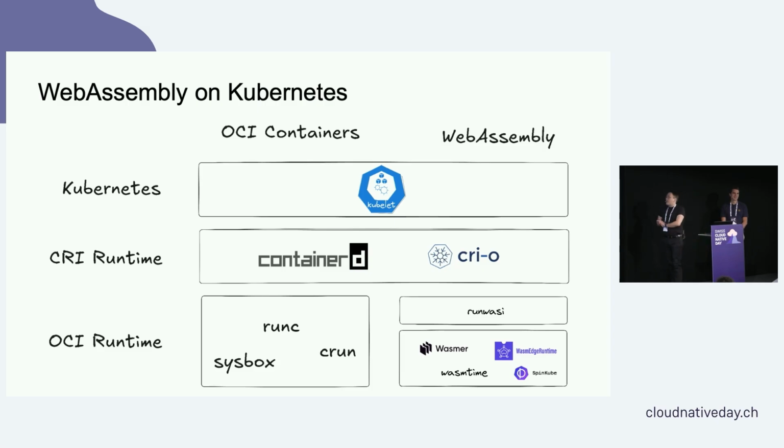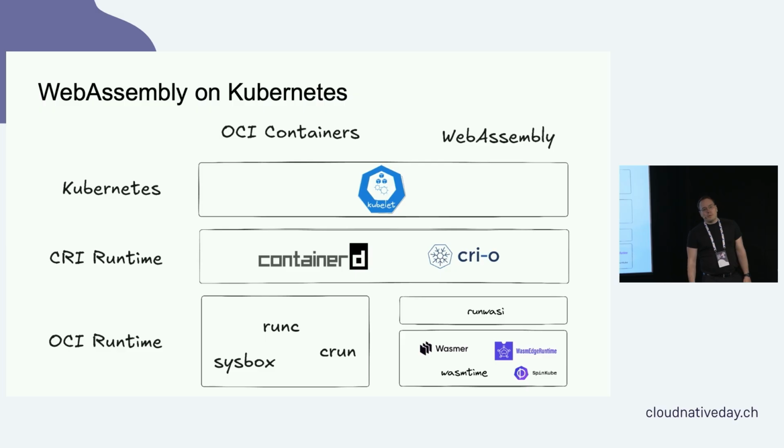Let's first have a look at how WebAssembly is integrated in the whole Kubernetes stack. It works very similar to your standard deployment of resources. You have your registry, which can be the same as for your Docker containers. You push your WebAssembly up there. Then you schedule some resources on your Kubernetes cluster. The kubelet will pick up the task, then pass it on to the CRI runtime. There's containerd, CRI-O, and other different things. And this again will pass it down to the OCI runtime. For your containers, you have your classic runc, sysbox, crun, and so on.